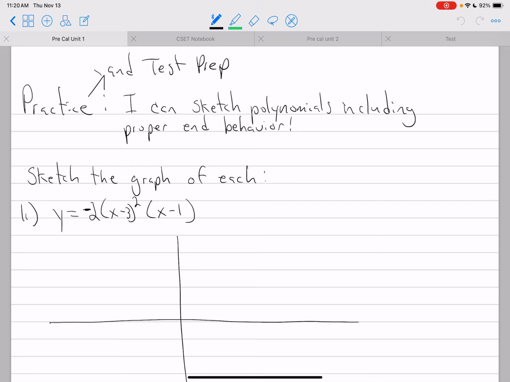Got to give the people what they want. The people want this test prep, practice, and test prep. All right, we're going to get ready for this 2.1, or I think it's like 2.2a test.